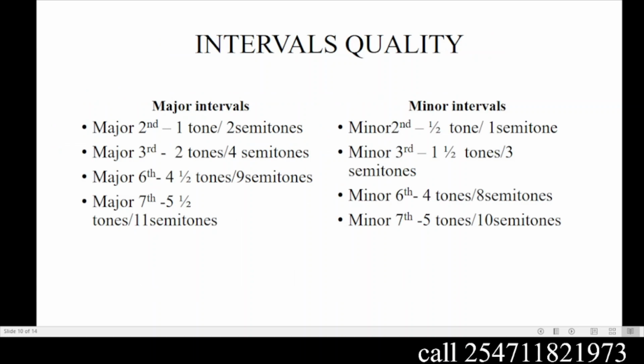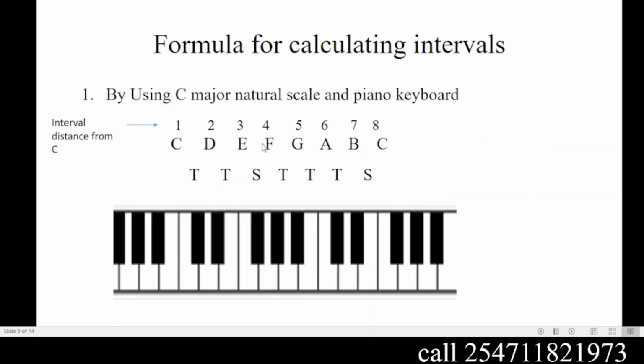Now, interval quality. Major intervals. We say major intervals have one tone or two semitones. Let me show you. For example, a major second has one tone or two semitones. Let us go back to the major second. We say that it has one tone or two semitones.